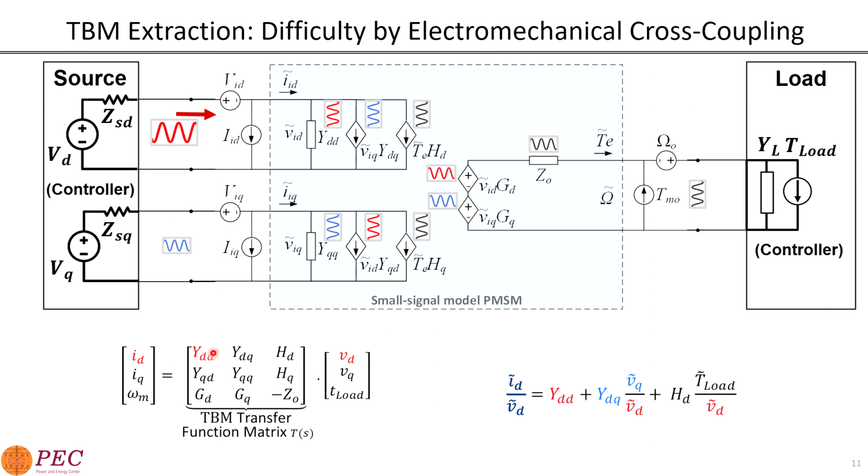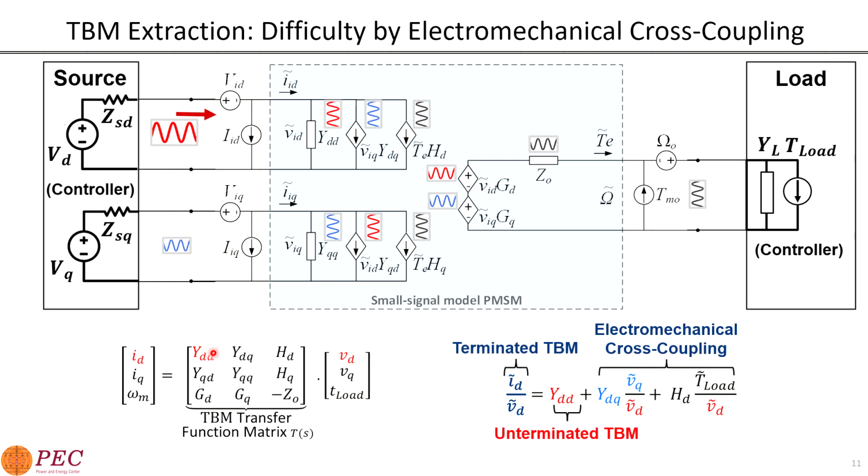So the ratio between the input d-axis voltage and the output d-axis current is not only equal to the YDD, but also with some extra terms. Those are coming from upstream and downstream. We call it electrical-mechanical cross coupling. And what we want to do is only leave the red term, the unterminated terminal behavior model, while decoupling the others.